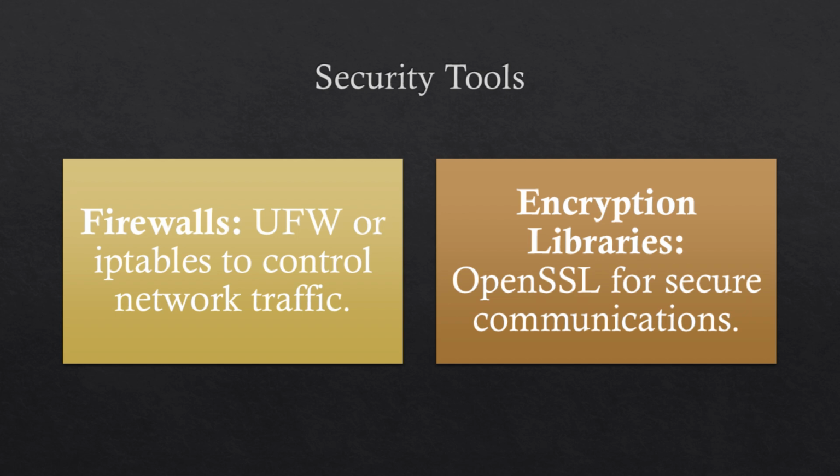Security is a top priority. On our edge devices, we employ firewalls like UFW or IPtables to control network traffic and prevent unauthorized access. For secure communications, we use encryption libraries such as OpenSSL, ensuring that data transmitted to and from the edge device is encrypted and protected against eavesdropping and tampering.